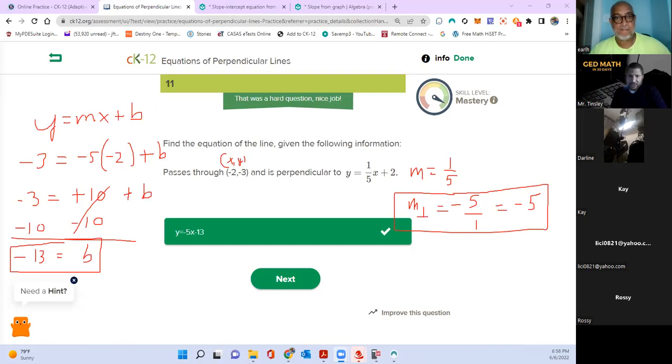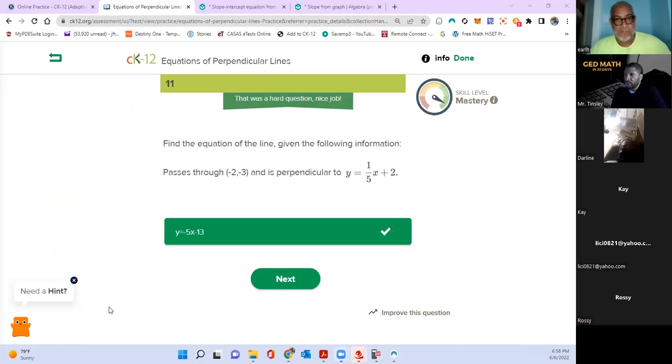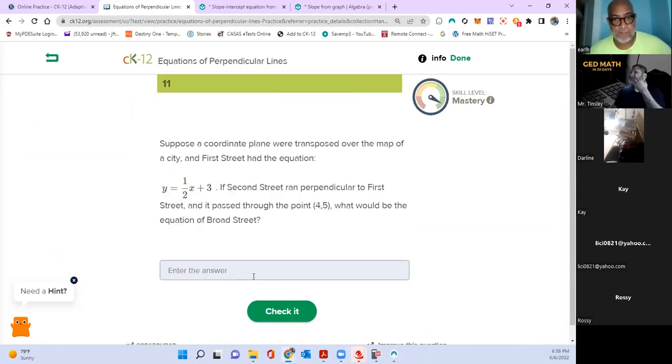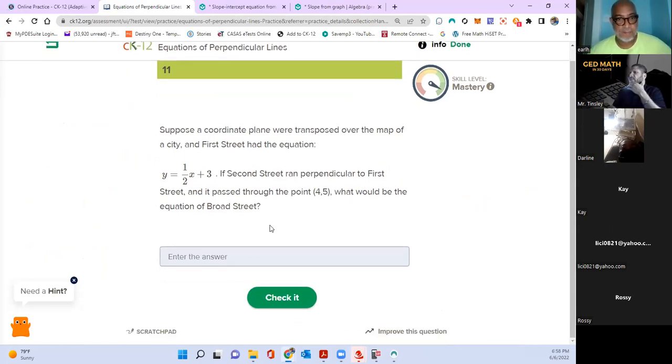Let me save this and let's try another problem. Let me clear it and let's try one more. Okay, here we go. Suppose a coordinate plane were transposed over the map of a city, and First Street had the equation y equals 1/2 x plus 3. If Second Street ran perpendicular to First Street and passed through (4, 5), what would be the equation of Second Street?